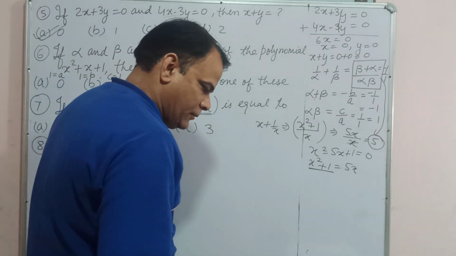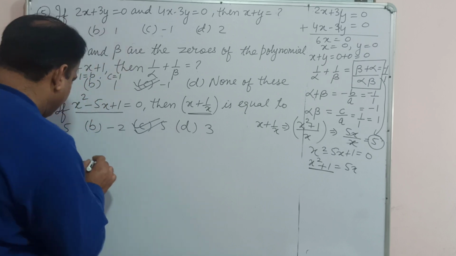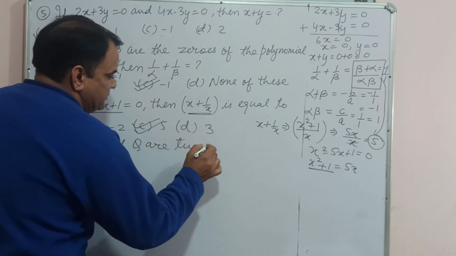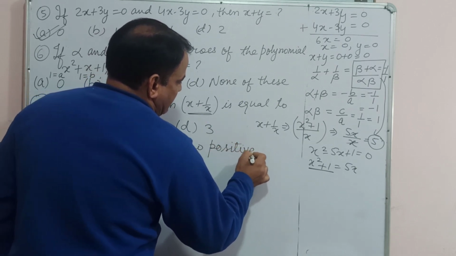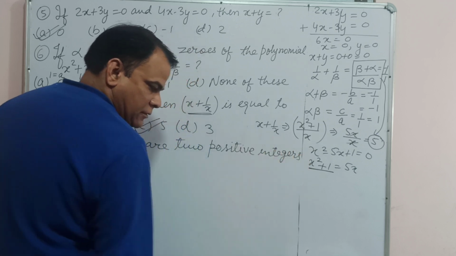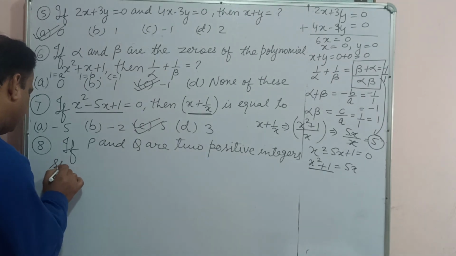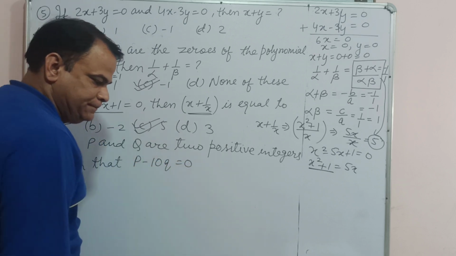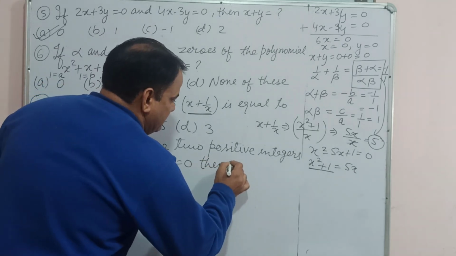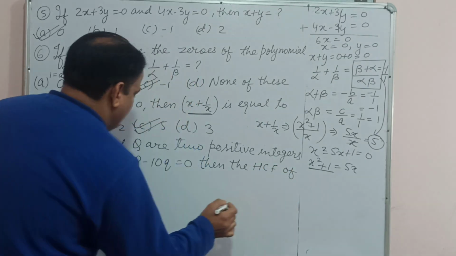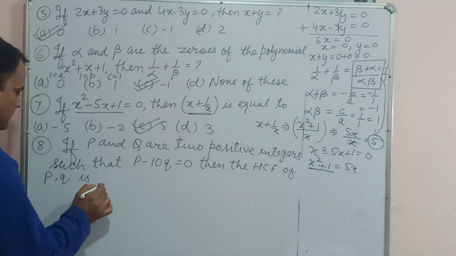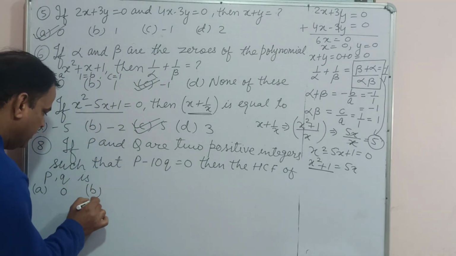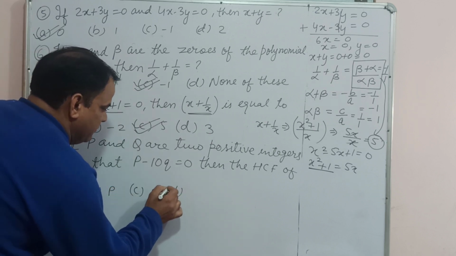Question number F. If P and Q are two positive integers such that P minus 10 Q equals 0, then the HCF of P and Q is, our options are A 0, B P, C Q, and D PQ.